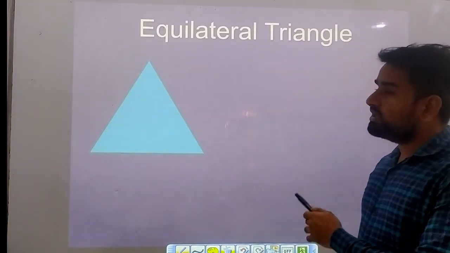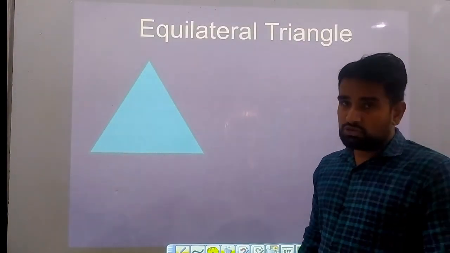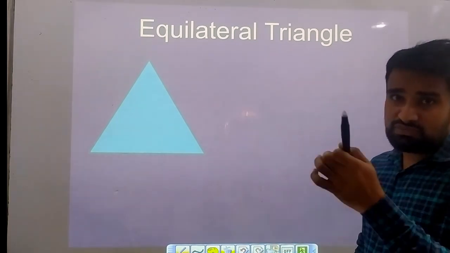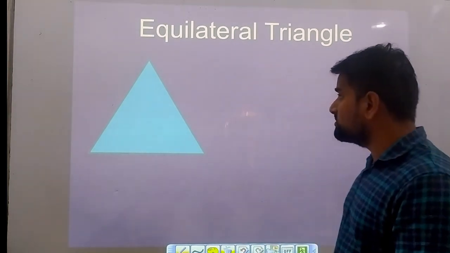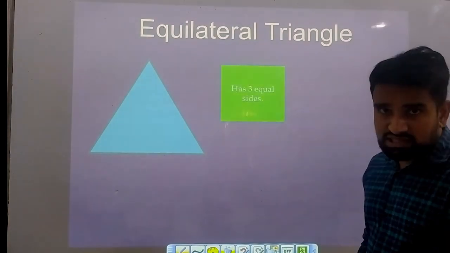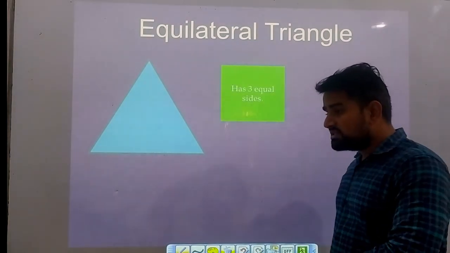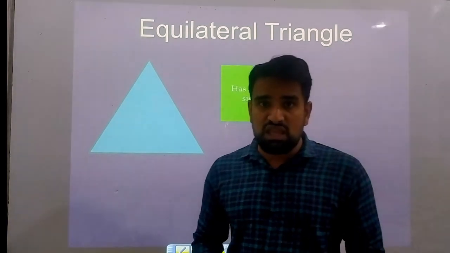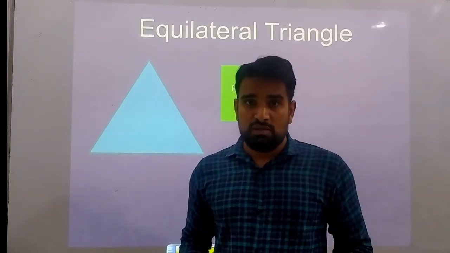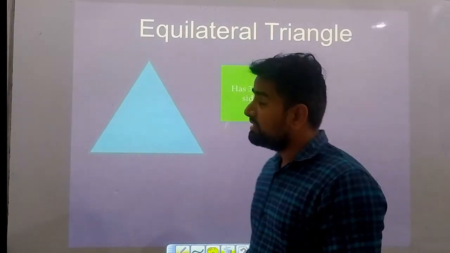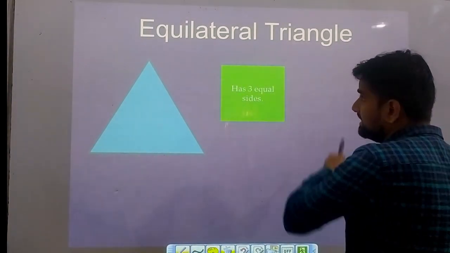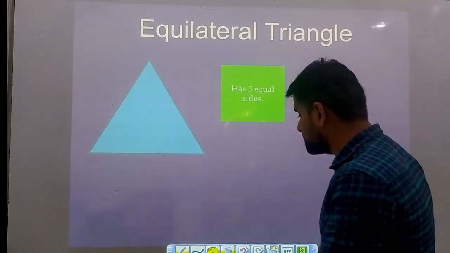So what are the types of triangles? The first and very frequent type of triangle is the equilateral triangle. What are the features of the equilateral triangle? It has three equal sides. As I discussed earlier, the sides of a triangle may or may not be equal, but the triangle in which all the sides are equal to each other is called an equilateral triangle. I hope you understand.